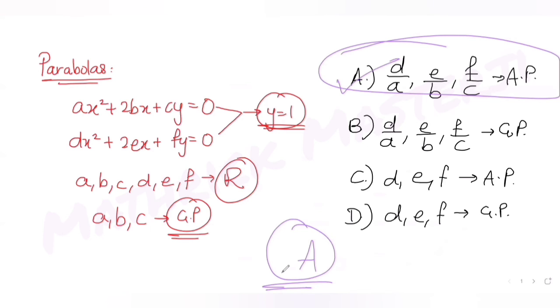I hope you have understood how to solve this type of questions, which deals with the ideas of using the concepts of parabolas and the roots of the quadratic equation. So we just used that idea and we found out that if A, B, C are in geometric progression, we get D over A, E over B, and F over C in arithmetic progression.